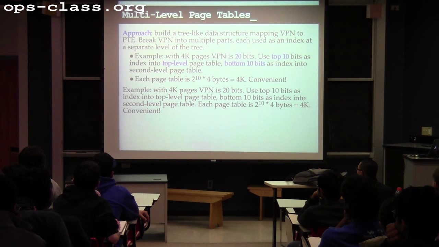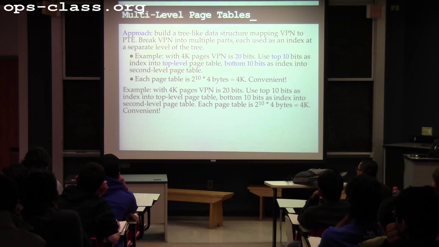So what I do is I take the virtual page number and I break it into 2 parts. And each part is used as an index separately into a different part of the tree. So if I have 4K pages, my virtual page number is 20 bits. I use the top 10 bits as my index into a top-level page table, and the bottom 10 bits into the second-level page table. Don't worry, there's a diagram.